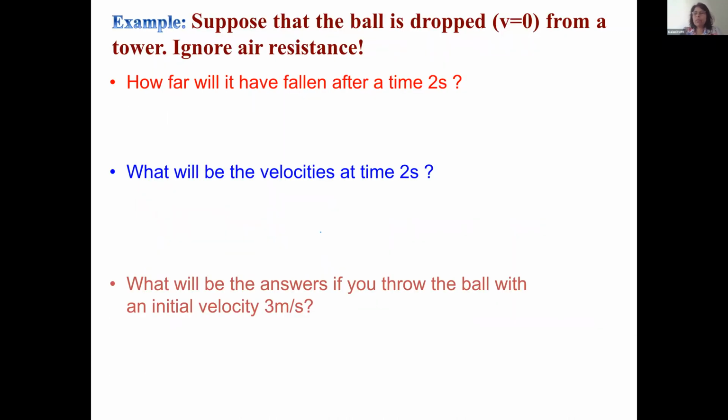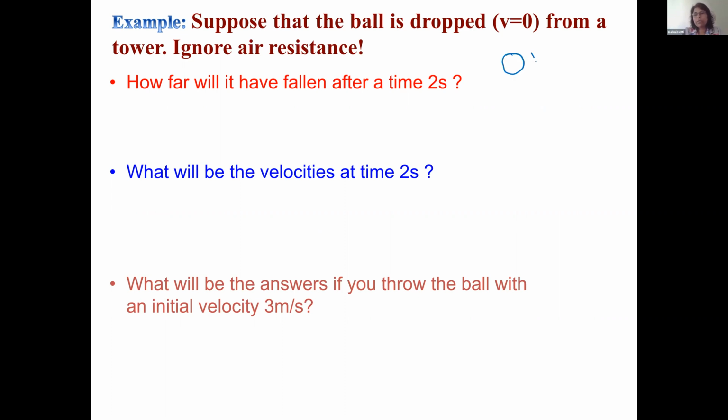Okay, so now suppose that I have a problem. The problem: a ball is dropped from a tower, and again ignore air resistance. So keep in mind what you have to do. The first thing is you need to draw the diagram, right? So I'm going to draw it on the side here. You're going to drop the ball. Here's the ball. You're going to drop it.